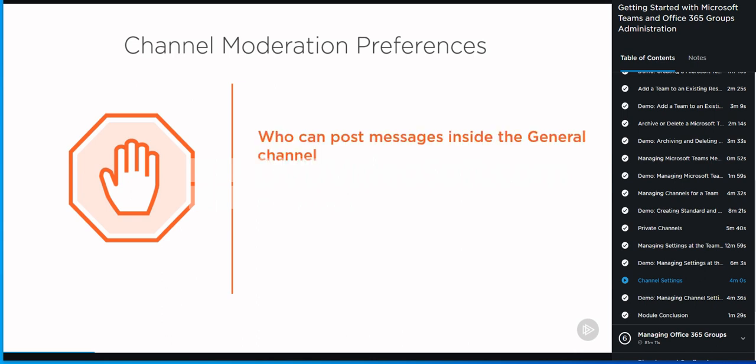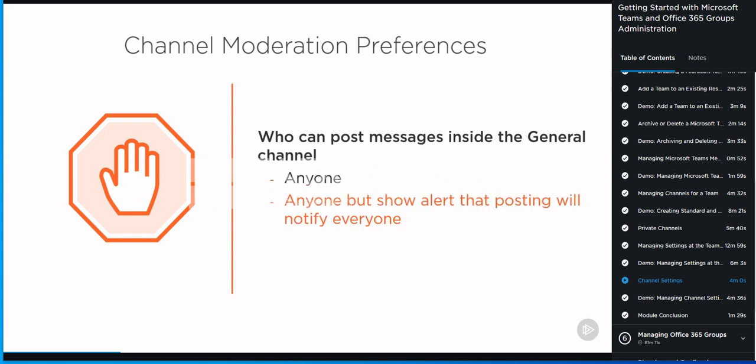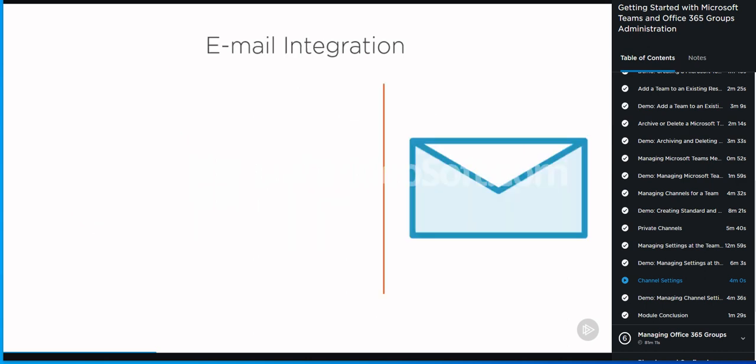Lastly, we also have email integration settings for standard channels, but those are exactly the same as for the general channel. And now let's talk about private channel settings. First of all, we have membership settings for the private channel since, like we said before, they have their own roles inside of the private channel, so you can manage owners and members of that private channel.